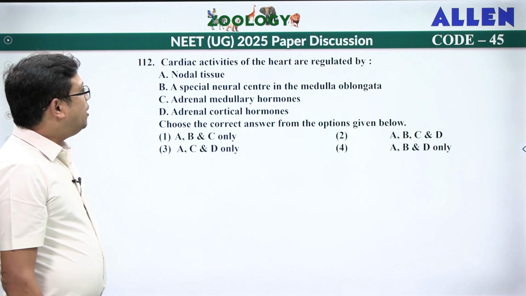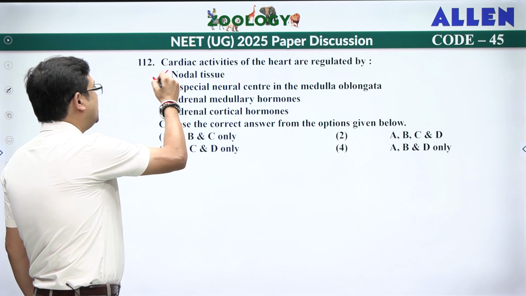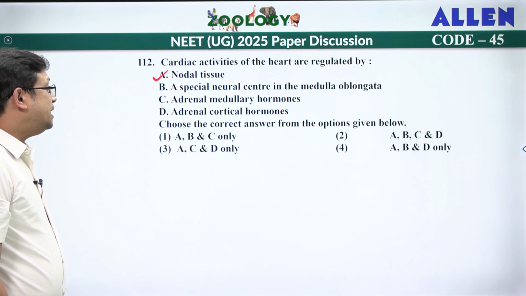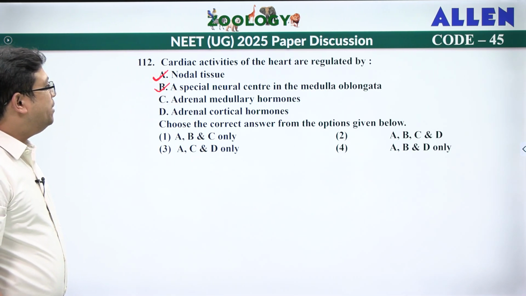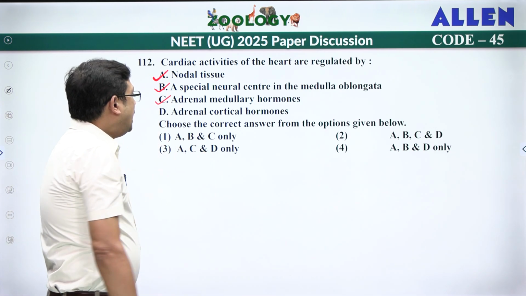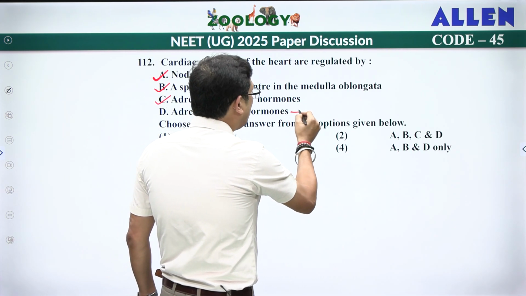Cardiac activity of the heart is regulated by nodal tissue. Yes, the SA node and AV node are used to regulate the cardiac activity. A special neural center in the medulla oblongata. Yes, the cardiac center, that is. Adrenal medullary hormone. Yes, adrenaline and noradrenaline. Adrenal cortical hormone. Cortical hormone means we can say glucocorticoid.